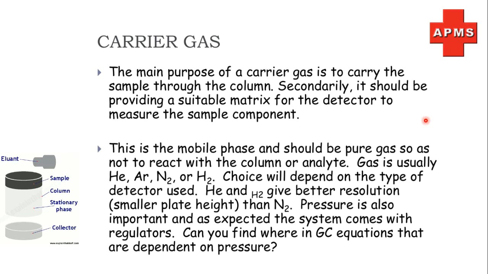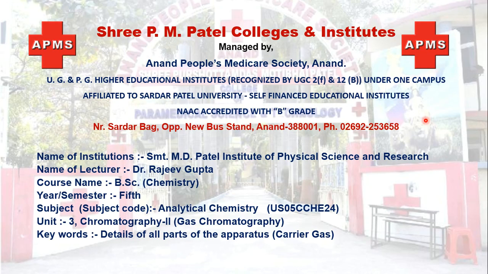The subject is analytical chemistry, which has the subject code US05CCHE24. The unit number is 3, Chromatography second. Its first topic is gas chromatography. Today I am going to talk about a part of instrumentation which is the carrier gas.